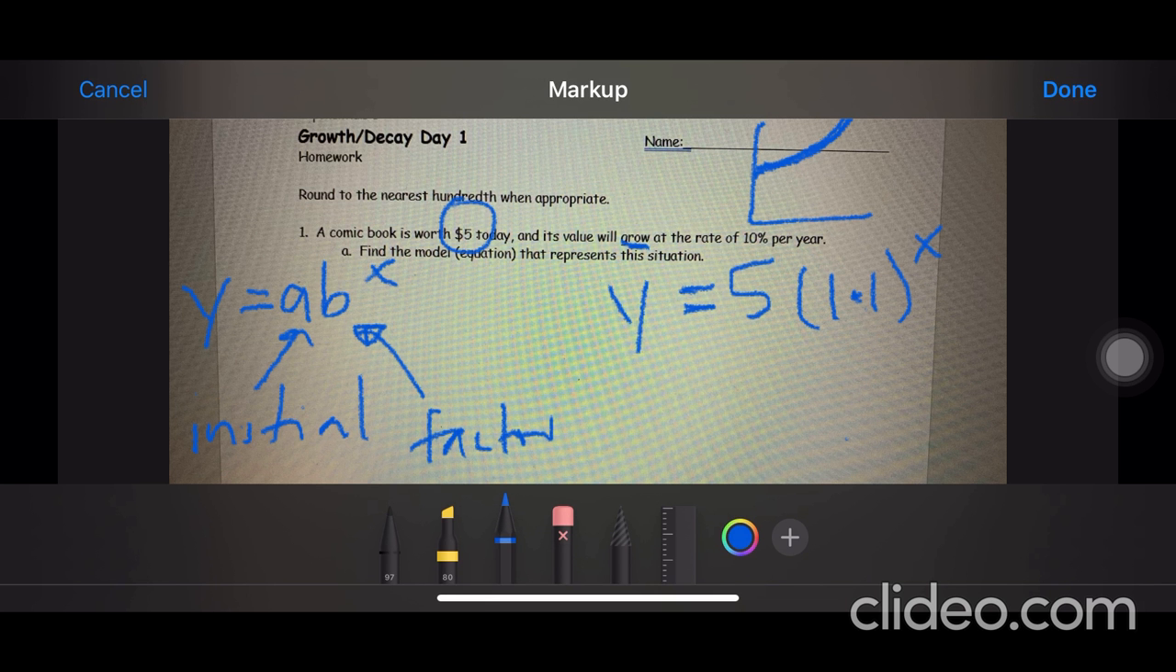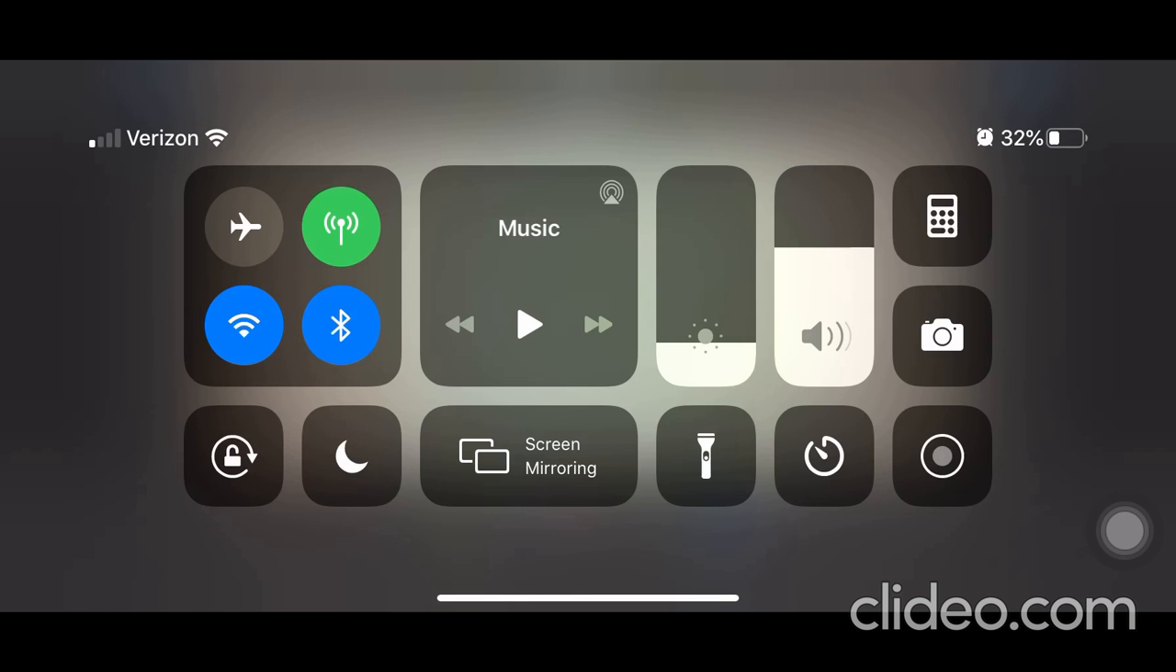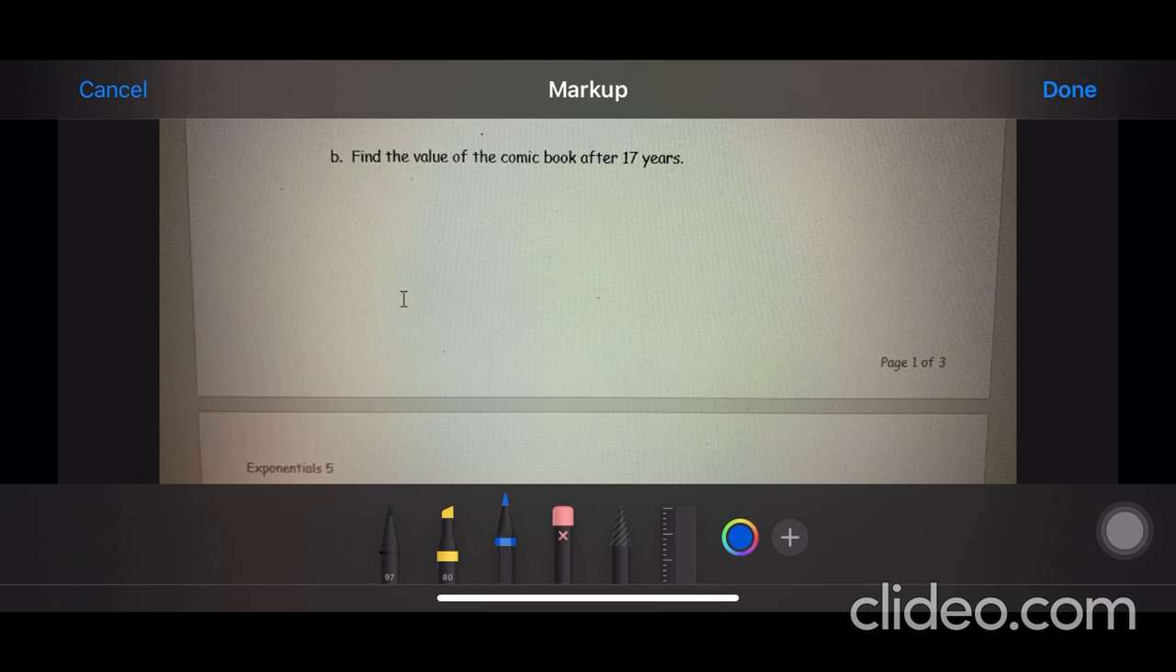Let's make sure we answered the question: write the model or equation that represents the situation. Boom. We've got it. But don't you worry, friends. I have the next problem. Okay, so here's the second part. So y equals 5 times 1.1 to the x power. And we want to find the value of the comic after 17 years.